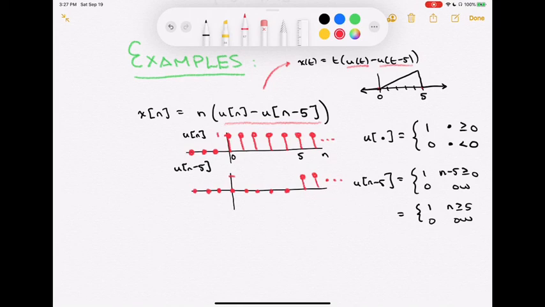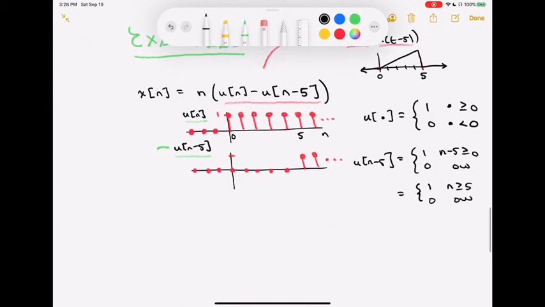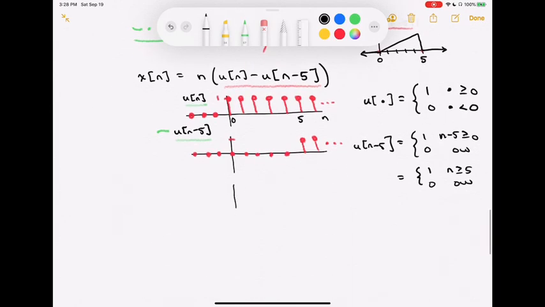Okay, so what am I going to do with these two guys? I am going to take the first one, that's u of n, right? And then I'm going to subtract off the second one. And I would like to go ahead and do this point by point, okay? So I'm going to draw another axis in here, and I'm going to write over here that this is going to be my u of n minus u of n minus 5, right? I'm looking at that difference right now, and I would like to do it point by point.